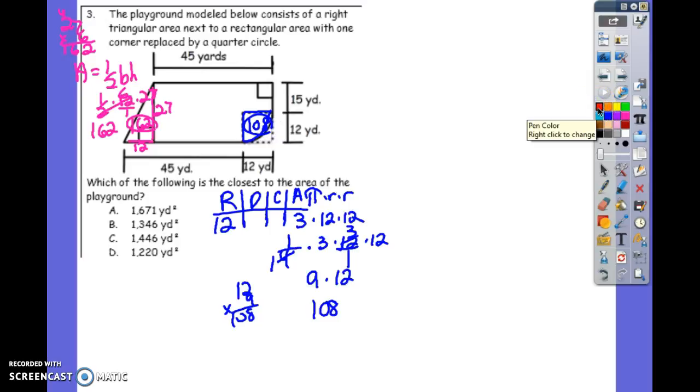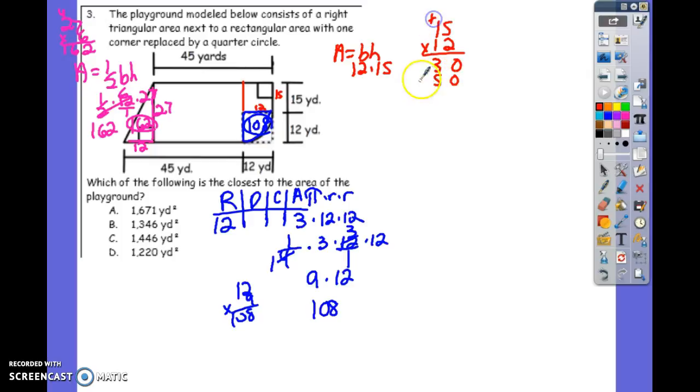Okay, now let's draw a line right here, and let's deal with this little rectangle part right here, which is going to be 12 times 15. So base times height, 12 times 15. Let's go over here and do 12 times 15. 2 times 5 is 10. 2 times 1 is 2 plus 1 is 3. 0 placeholder. 1 times 5 is 5. And 1 times 1 is 1. So that gives me 180. So this piece is going to be 180.